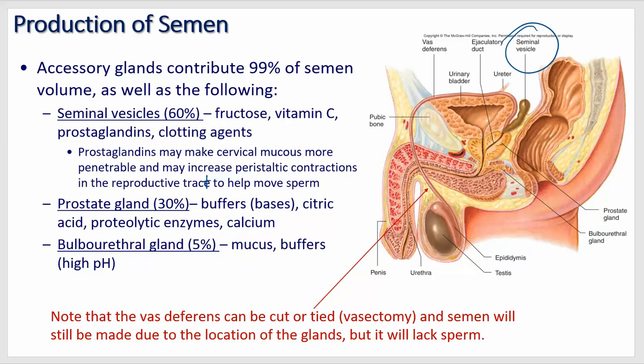So one thing to notice here, I put this little note here. The vas deferens can be cut or tied, vasectomy. So you just cut that there, and then you still have semen production. Downstream of that, you have the seminal vesicle, the prostate, the bulbourethral gland, here. So you still have all of the stuff to make semen. It's just that that semen will not have sperm in it. The sperm will not move through.